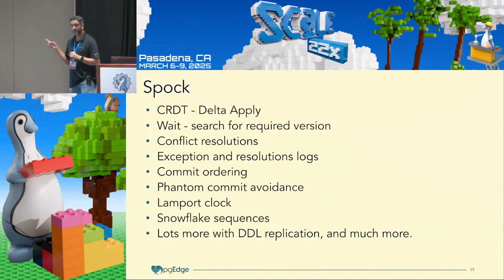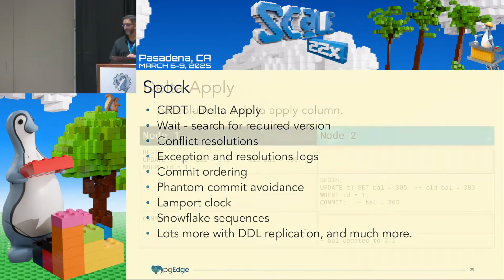It does have commit ordering. We do have an implementation of a Lamport clock, which is a logical clock that ensures sequencing of transactions. It does address phantom commit avoidance. That is through a state machine, pretty much, that we've implemented. It uses Snowflake sequences with a node identifier as part of it. And we do have DDL replication. So when you alter a column or you add a new table or you make changes, it does replicate that information.